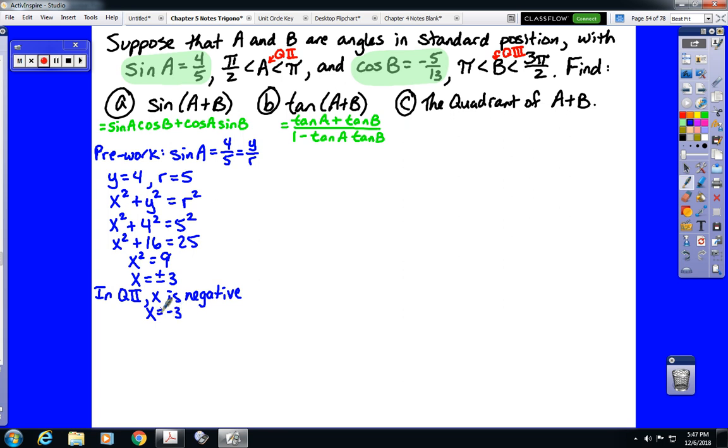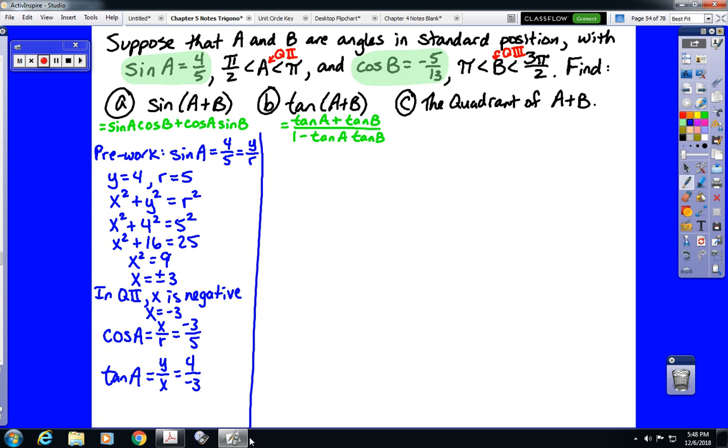Now, if x is negative 3, then the cosine of angle A, which is x over r, has to be negative 3/5. And the tangent of A, which is y over x, has to be 4 over negative 3, which are the two values we didn't know that we need to know of A to do this problem. So what we're going to do is repeat those steps, only with cosine of B to find the sine of B and the tangent of B.